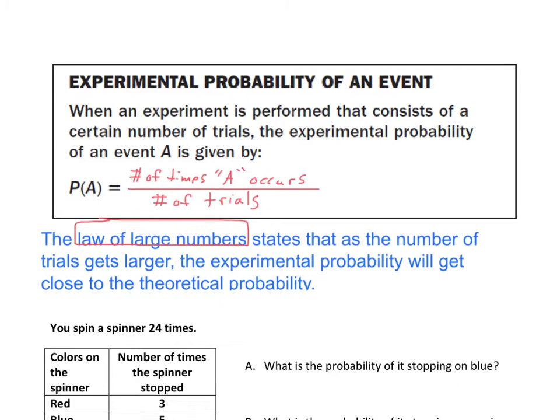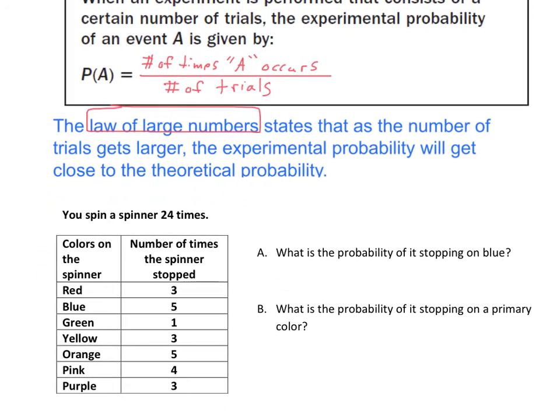And that brings me to a concept that's not listed in your notes that you might want to pause the video and jot down. It says the law of large numbers states that as the number of trials gets larger, the experimental probability will get close to the theoretical probability. That means if you were to flip, let's say, 1,000 coins, you should get heads roughly half the time. So the more and more times you flip the coin, the closer you'd get to the actual probability of heads, which of course is 1/2.